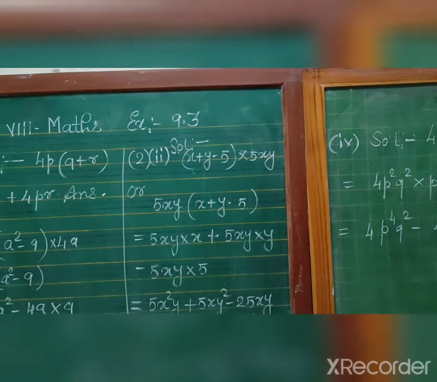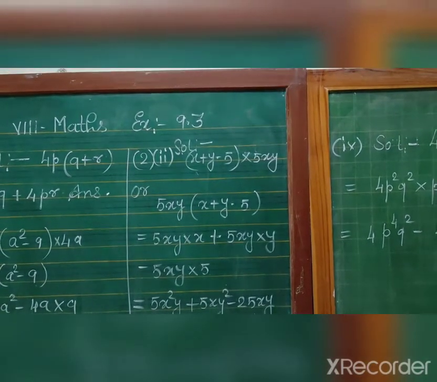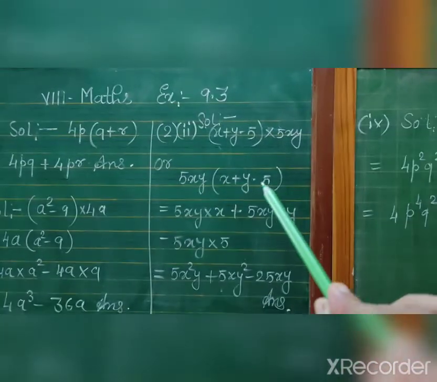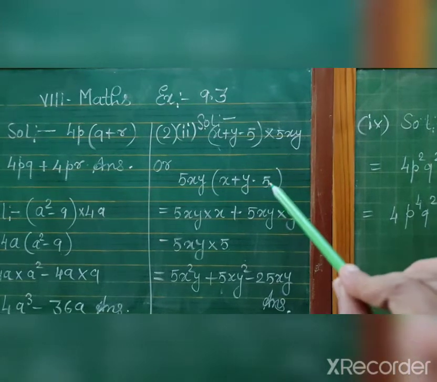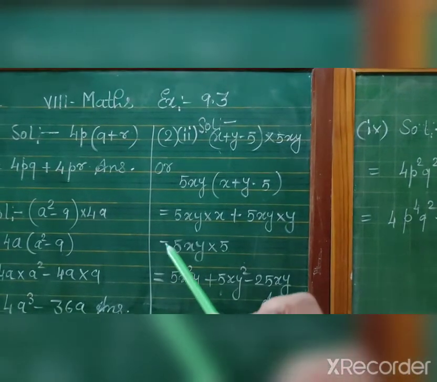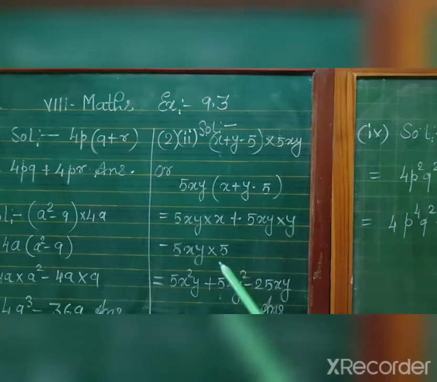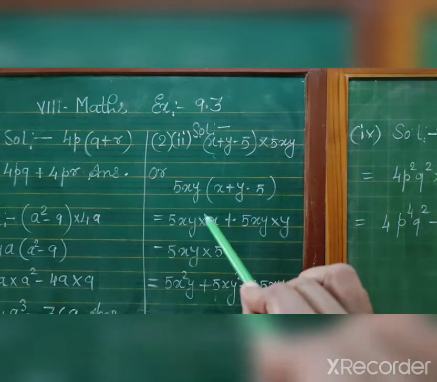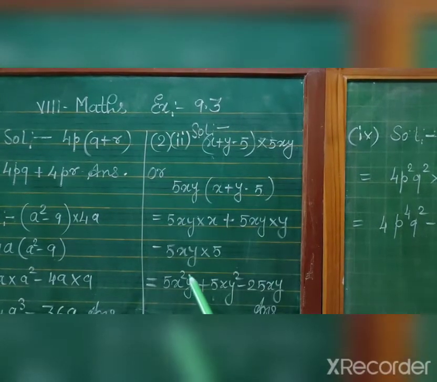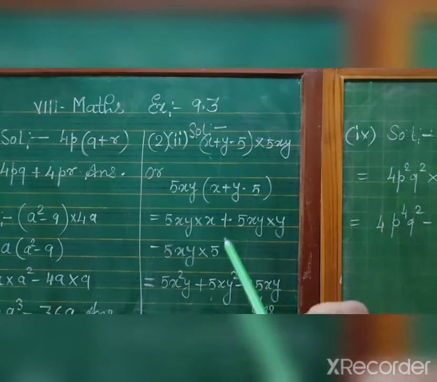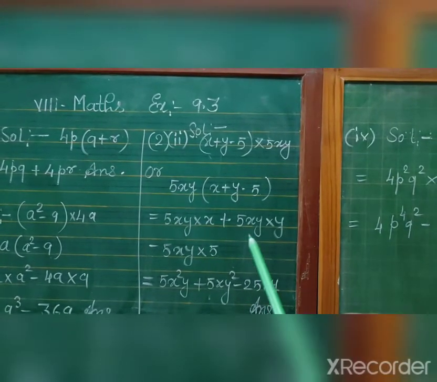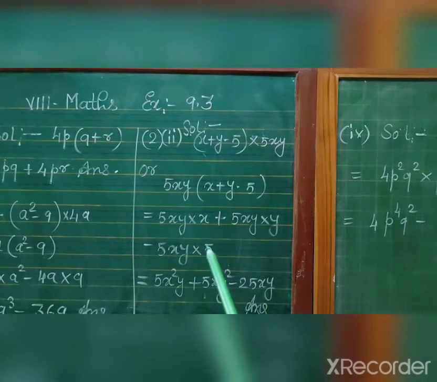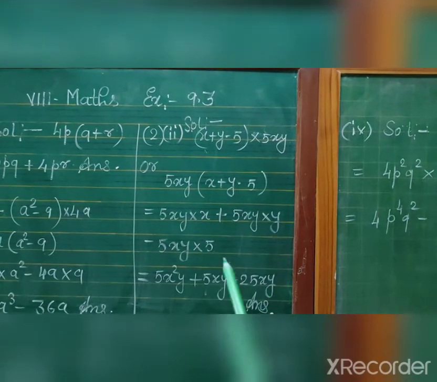So 5xy into x. Inside the bracket the first sign is addition, so you will put addition. 5xy into y. The second sign is negative, so put a negative sign. 5xy into 5. So 5 as it is, because no coefficient is here, and x into x, x to the power 2 y, plus 5 x y into y, y square. Negative sign, 5 into 5, 25 x y y.